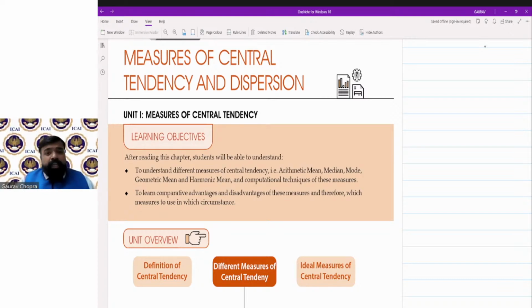And in today's class, we are going to start a brand new chapter of statistics, which is measures of central tendency. So, again, this is one of the most important chapters and has very good weightage.